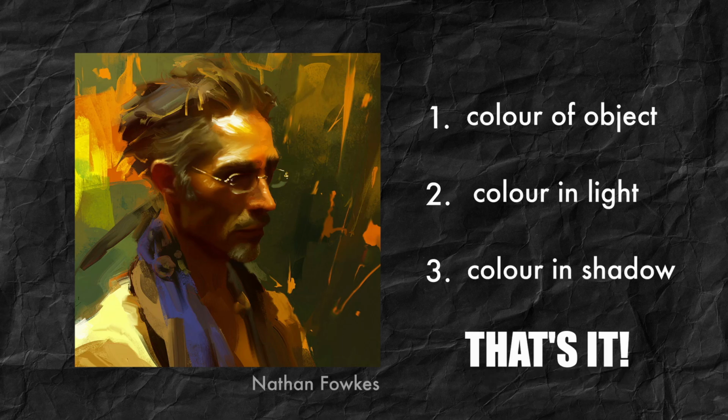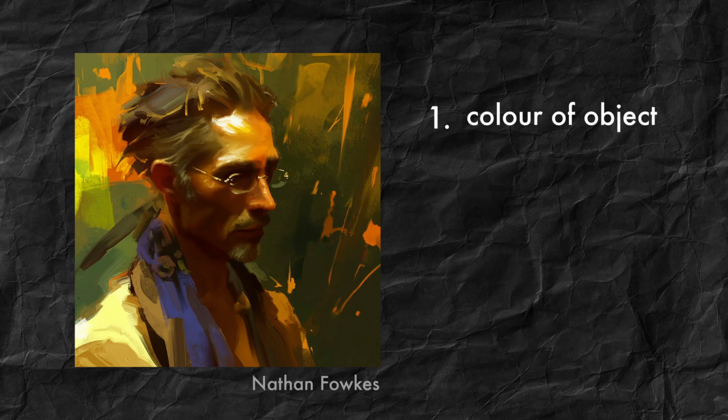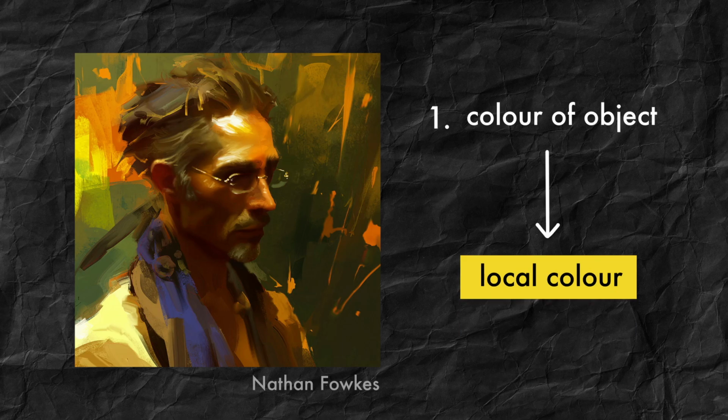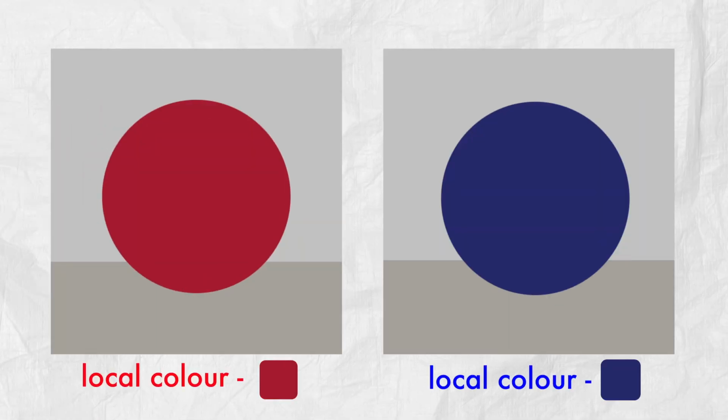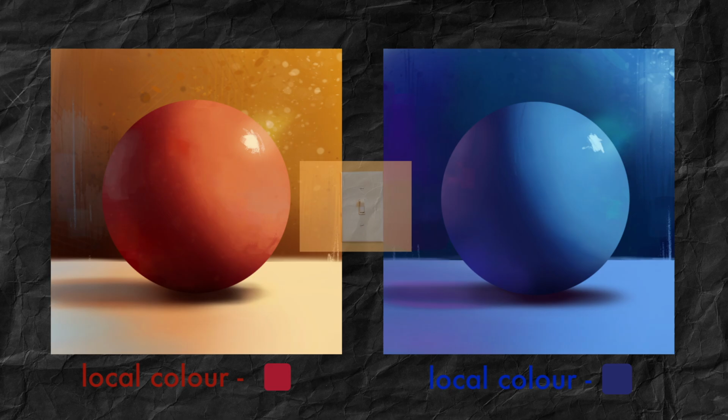That's it. The inherent color of an object is its local color. For example, this ball is red and this ball is blue. But we don't see objects with flat colors like this. We see them after some kind of light hits it. Like this. Let's go through what exactly is happening by using this color wheel.